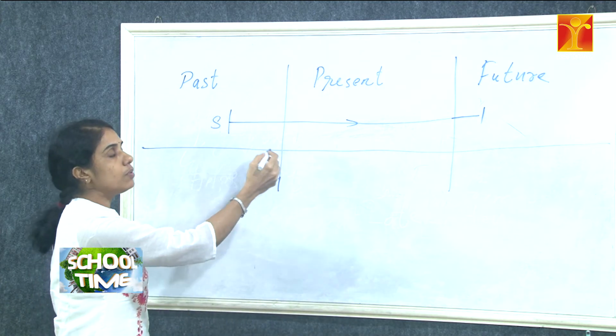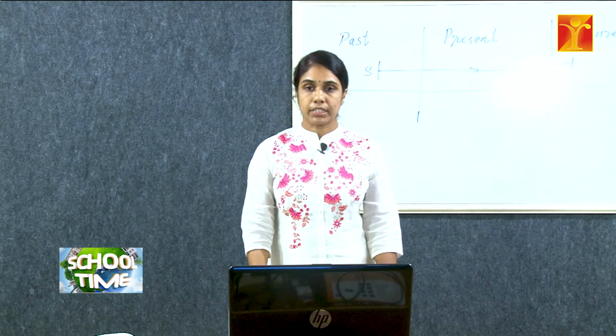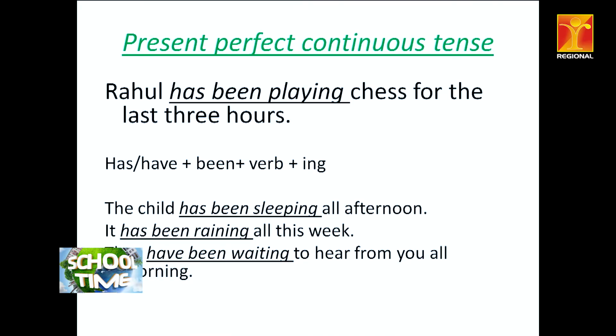In order to express such actions, we are using the present perfect continuous tense. See, Rahul has been playing chess for the last 3 hours. He started it in the past and is continuing now, and he will continue playing chess for some more time in the future. Clear? Okay.